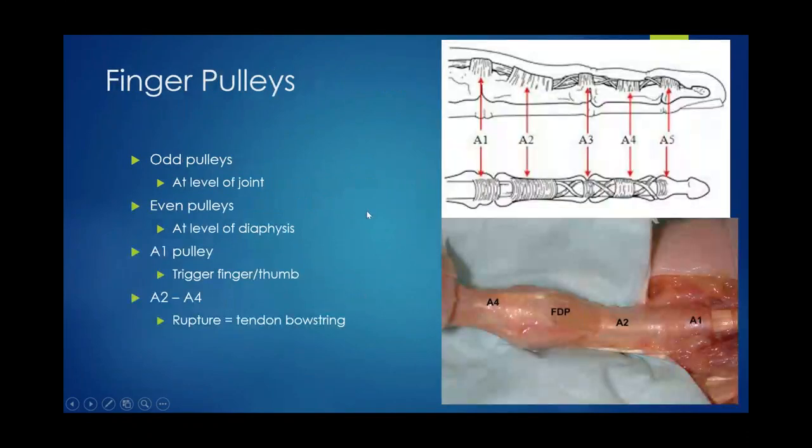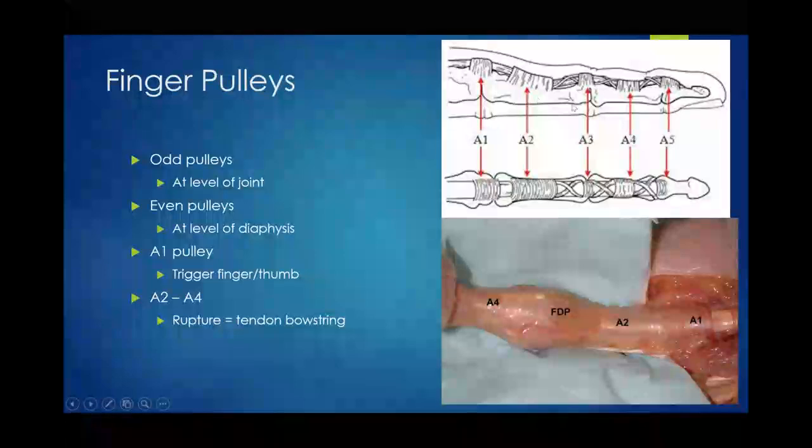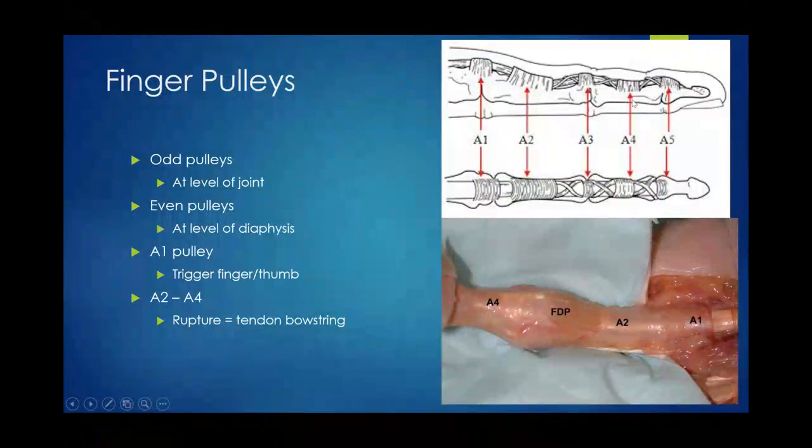Moving down to the fingers, the flexor tendons, the FDS and FDP, are held in place or adjacent to the underlying bone through retinacular structures. These are depicted here in this diagram. The odd ones overlie the joints, the even ones overlie the middle aspect of the proximal and mid phalanx, respectively.